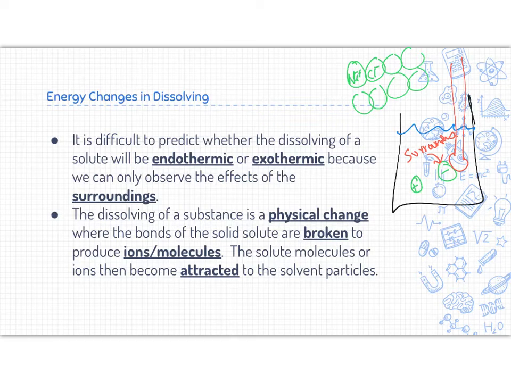The dissolving of a substance is a physical change, meaning I can reverse this simply by evaporating the water. The bonds of the solute are broken, so we separated these two ions, breaking their ionic bonds. The solute ions then become attracted to the solvent particles. The partial negative of water, the oxygen, is attracted to the positive ion, and the hydrogens, the partial positive in water, are attracted to the negative ions. This is our ion-dipole attraction.